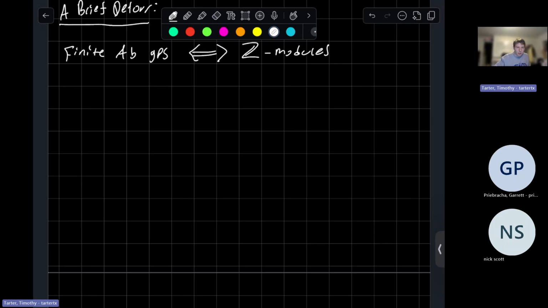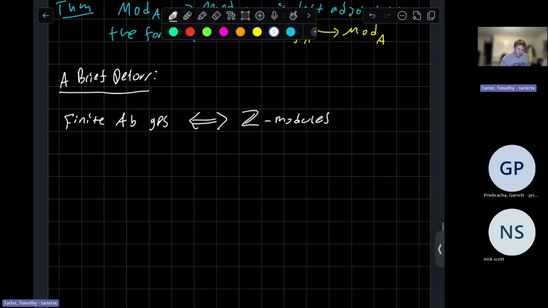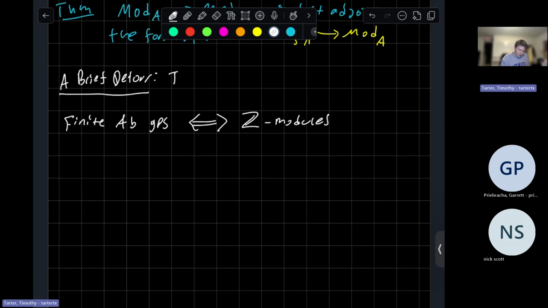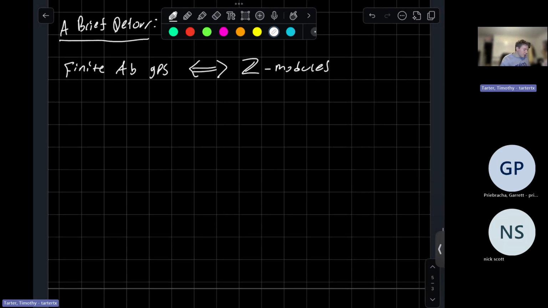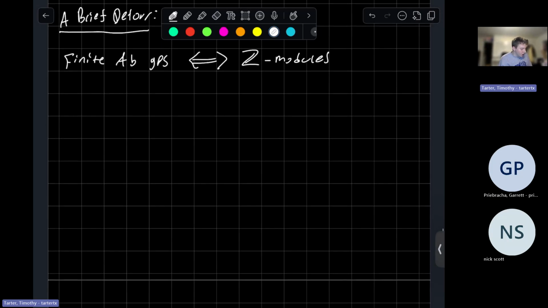So is that a helpful clarification for people? Yes, it is. As much as possible. Okay. Yeah. So when we're talking about free modules, we mean just not finitely generated modules. Okay.